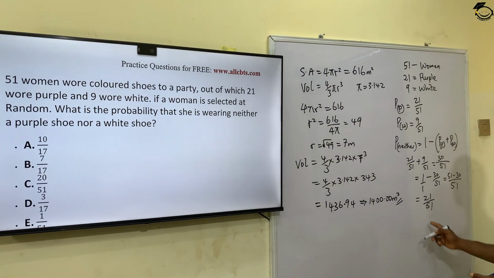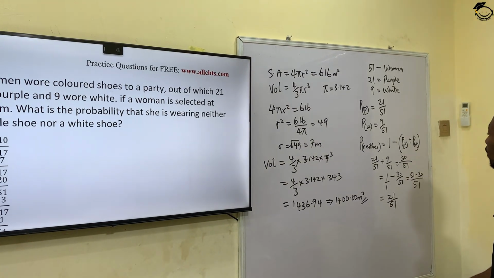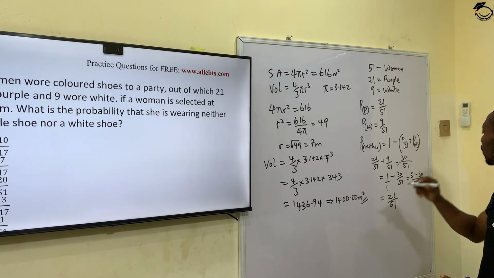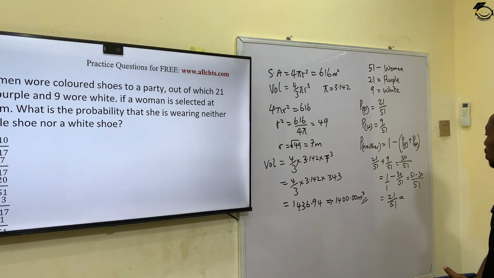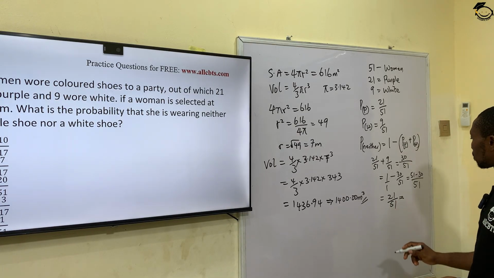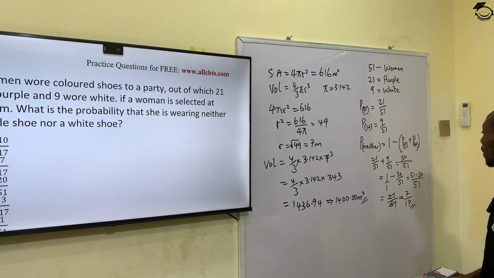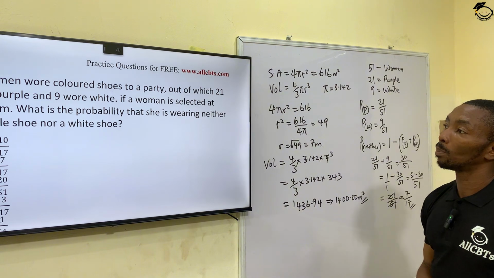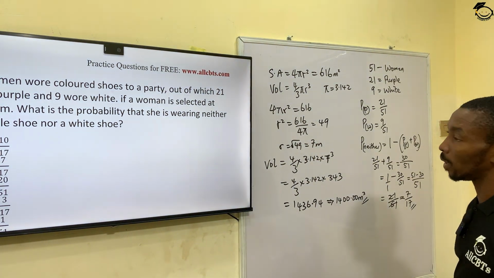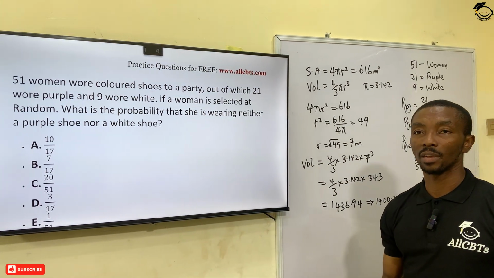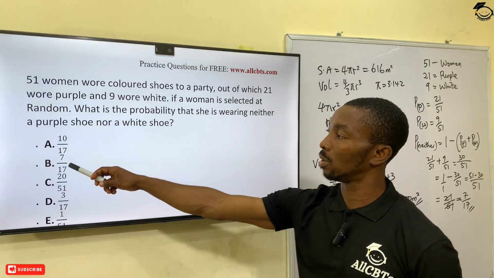21/51. Now, if we have it as 21/51, for those that have that one neither, we can break it down to its lowest term as 3 here, 7, 3 into 51, 17. So the probability of picking a woman that wore neither purple or white shoe would be 7 over 17, which is our option B.